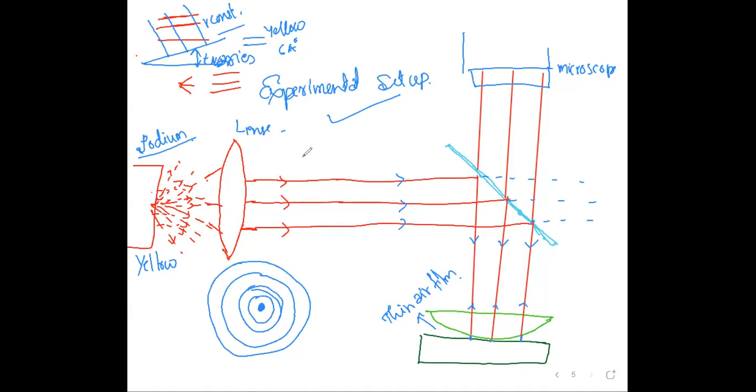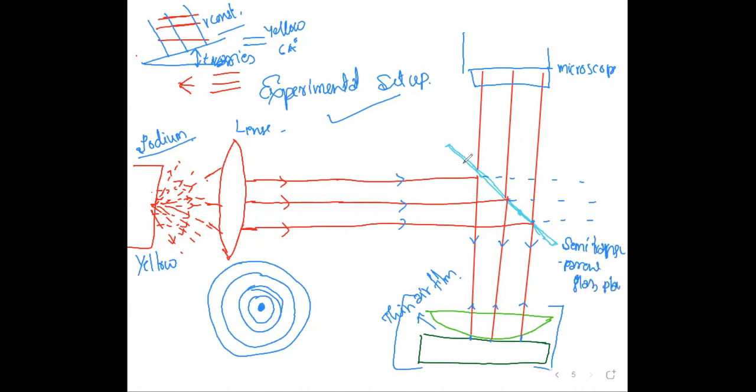So in order to keep R constant, we have to use a convex lens here. The light coming out from the convex lens will be parallel beams. We make it fall on our plano convex lens setup, the Newton's ring setup. Actually, this is the setup. For that we use a semi-transparent glass plate.